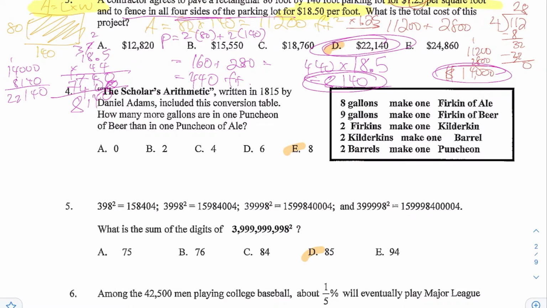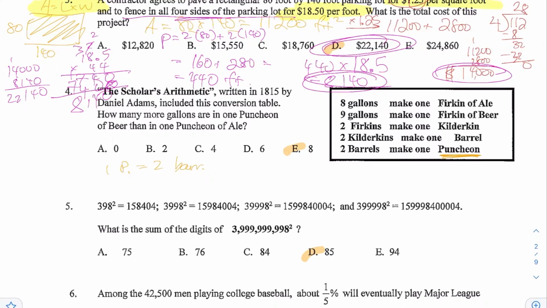Next, for number 4, the Scholar's Arithmetic, written in 1815 by Daniel Adams, includes the conversion table. How many more gallons are in 1 puncheon of beer than 1 puncheon of ale? So you just have these units, and you just have to convert them. So you want gallons in 1 puncheon. So puncheon is here. So 1 puncheon is equal to 2 barrels.